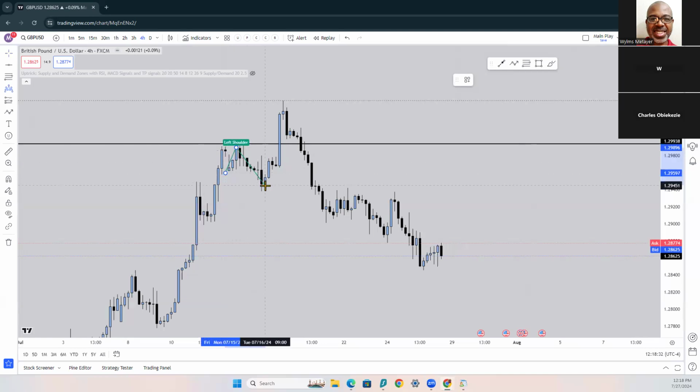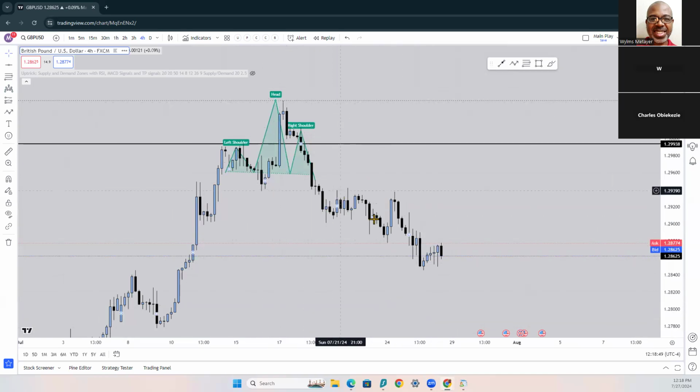Get your left shoulder, get your head, and you've got your right shoulder. That's another head and shoulders pattern. Okay? So if history can repeat itself, all we need to do is wait for the price to come back and touch the red shoulder again. So for it to retest the pattern, we needed to do these numbers.